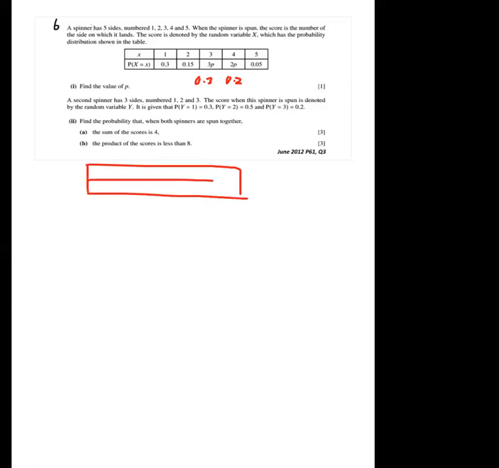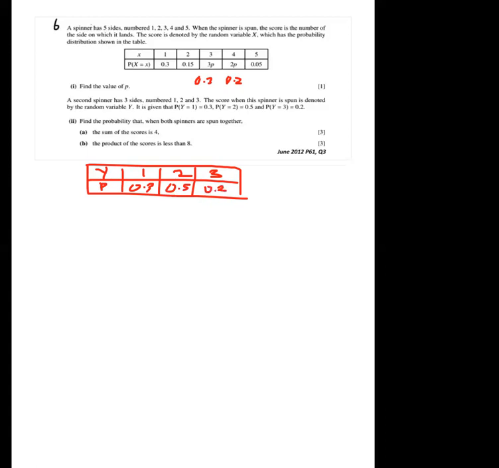So there are 3 possibilities, so we'll have 3 columns. This is y. This is the probability. So the 3 possibilities are 1, 2, and 3. For the first it is 0.3, 0.5, and 0.2.